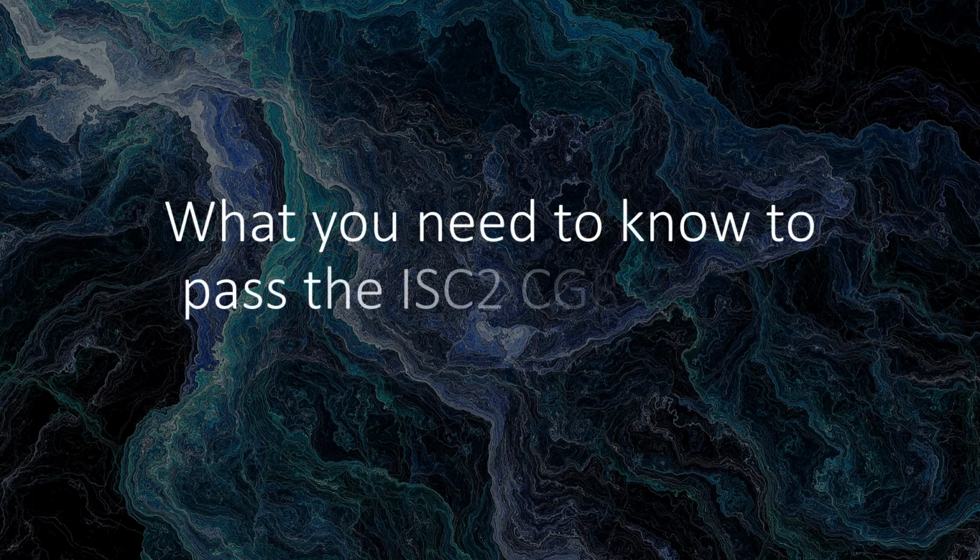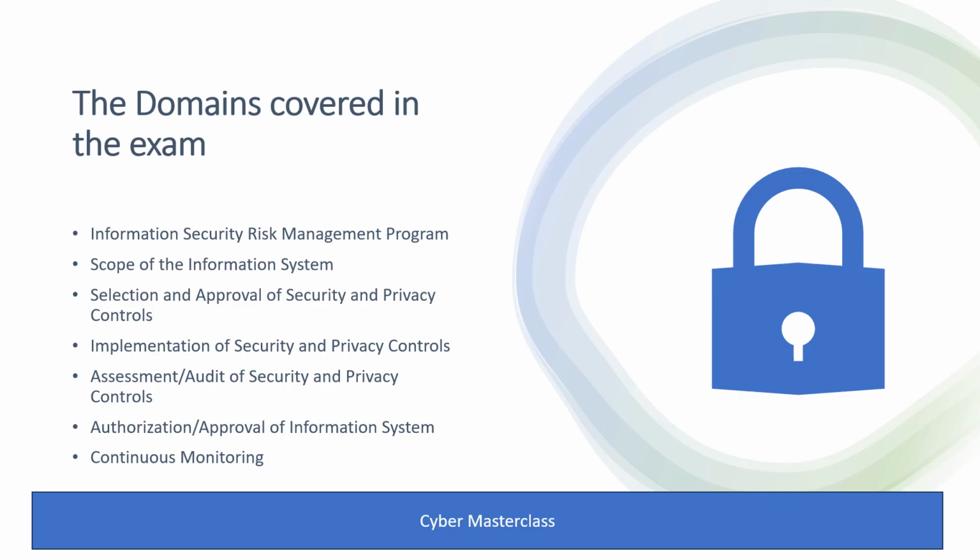It's most likely that you stumbled across this video because you are planning to sit for the Certified in Governance, Risk and Compliance Certification exam. So let's talk about some of the main things that you need to know in order to pass the exam. The examination covers 7 domains: Information Security Risk Management Program, scope of the information system, selection of controls, implementation of controls, assessment of controls, authorization of the information system, and continuous monitoring.